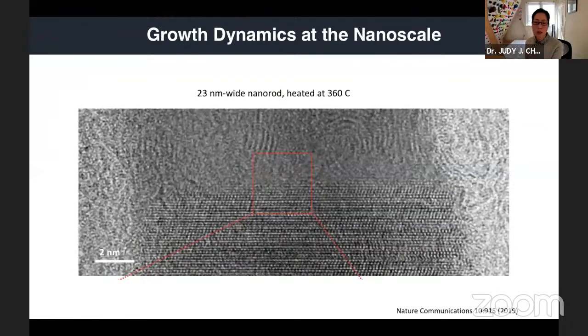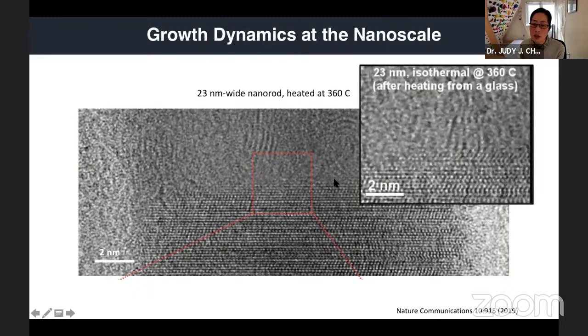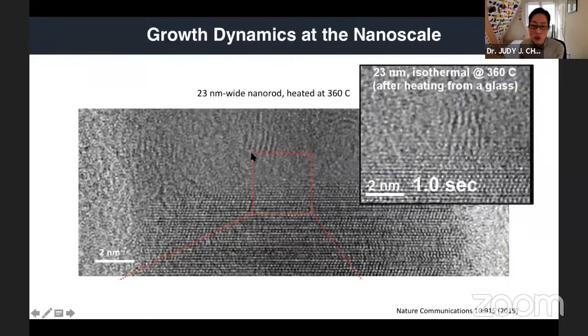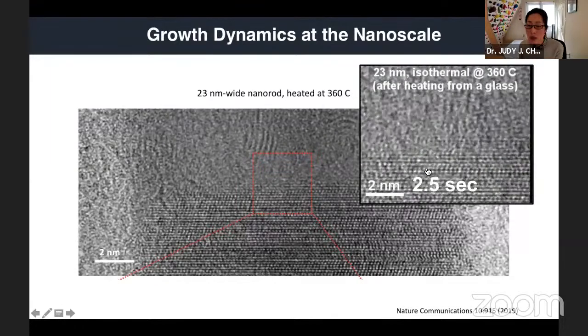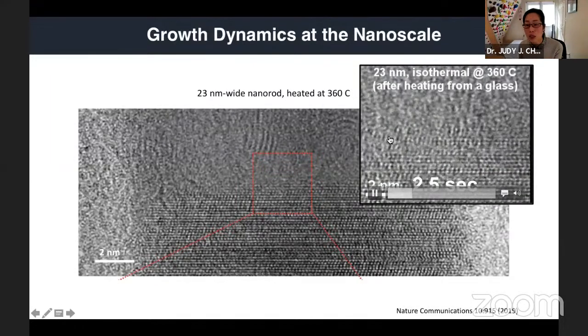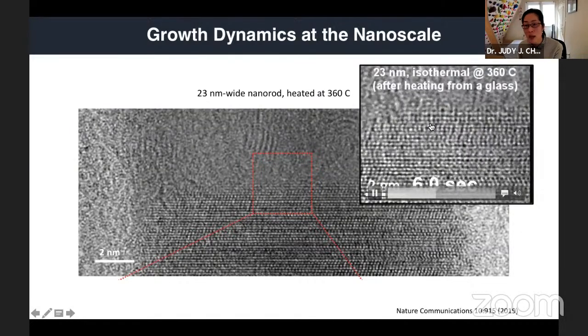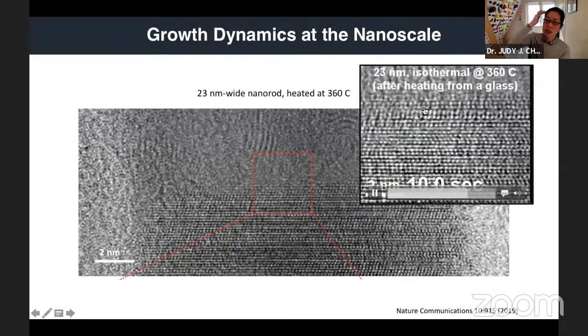To try to understand this better, we did an atomically resolved crystallization experiment. So here is just a snapshot. This is about a 23 nanometer wide nanorod, right at 360 degrees Celsius. It's small enough so that we have a single crystalline grain that is growing upwards. So here is the boundary right here. And here is just a movie of this zoomed in. So you can see it's a layer by layer growth. You can see the crystalline planes showing up, and then the crystalline planes are moving upwards, progressing upwards.